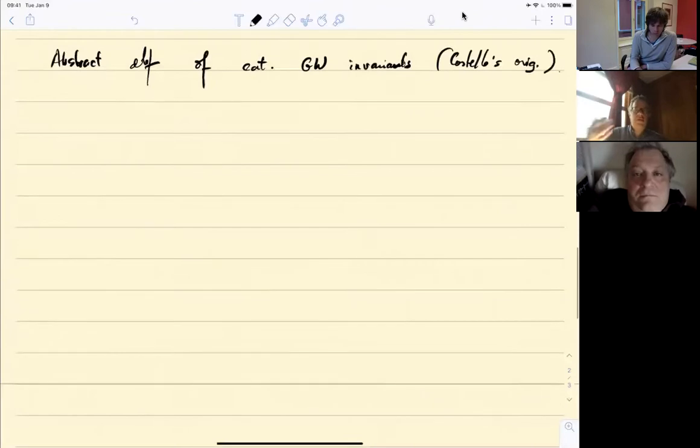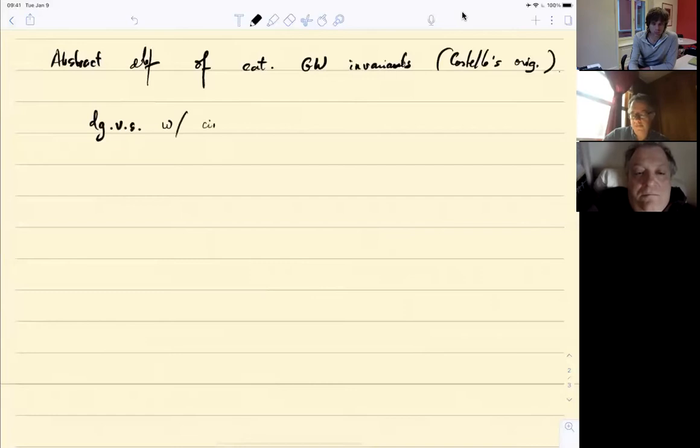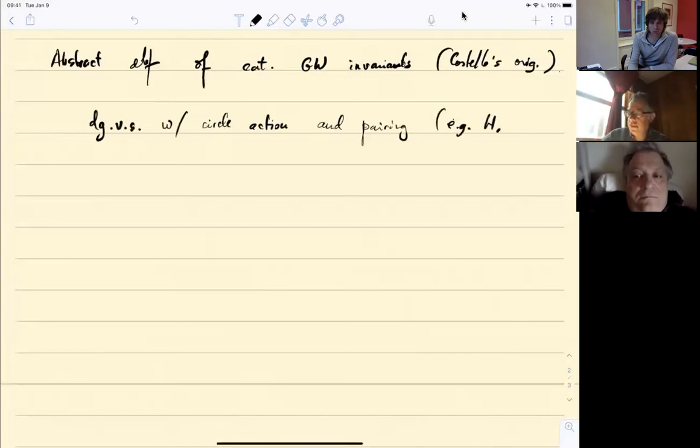So let me remind you that we had a very general construction. Whenever you gave me a DG vector space with a circle action and pairing, for example, I have two such examples, H and L. In H, the differential is zero, the circle action is zero, and the pairing is a Mukai pairing. That's Hochschild homology. In L, I have the Hochschild chain differential, I have the circle action, which is the connes B differential, and I have the higher residue pairing.